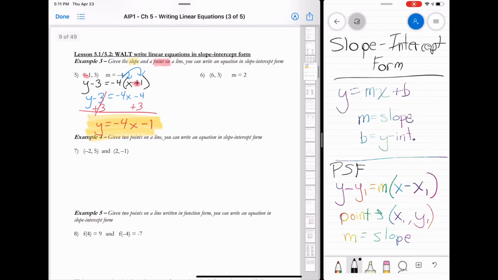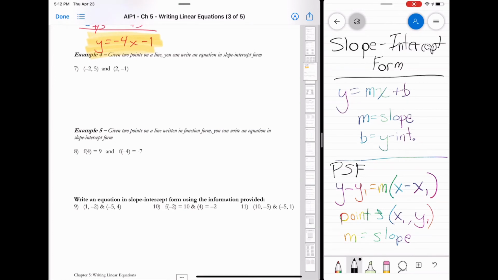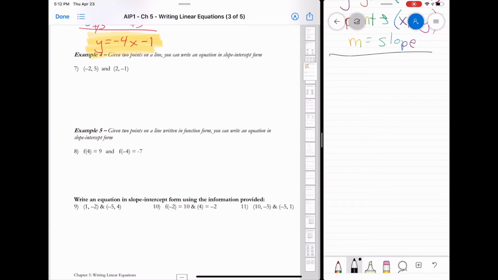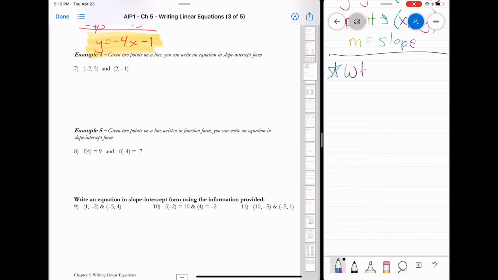Another way you're going to be asked to write it in slope-intercept form is when you're just given 2 points. So a continuation of some notes is 2 questions. You want to focus on what do I have, and then the second question is, what can I find?